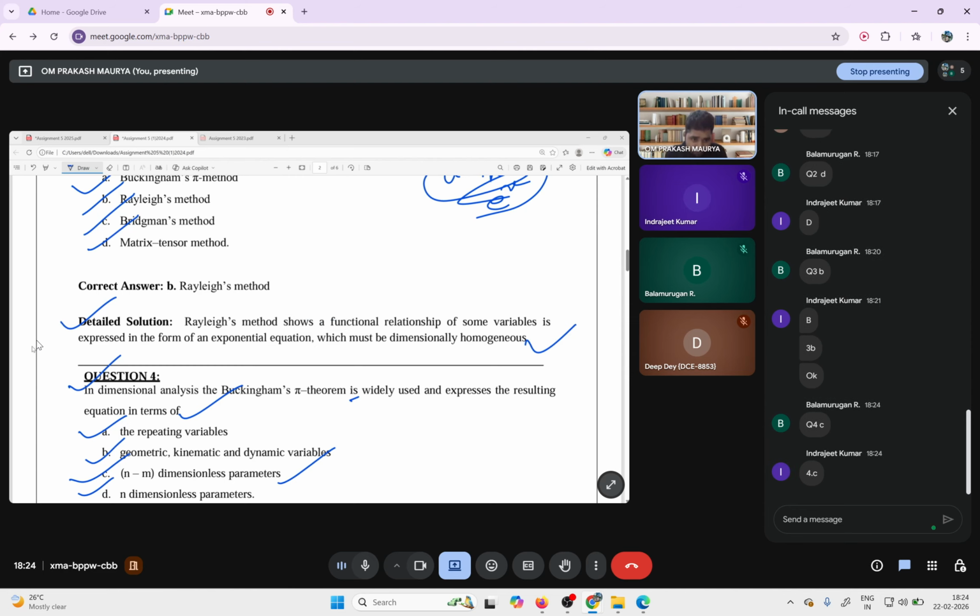Okay, for question number 4, Bala and Indrajit both are telling the option C, n minus m dimensionless parameter. So what is n and what is m, please you can explain. Deep is also telling option C, that is fine. But if you know what is m and n, so that will be also very easy for me actually. What is n and what is m? This is very fundamental. So you need to know whether n and m are the same thing and what these are.